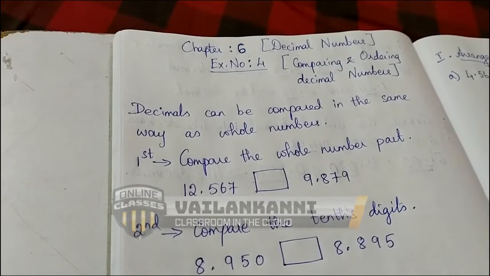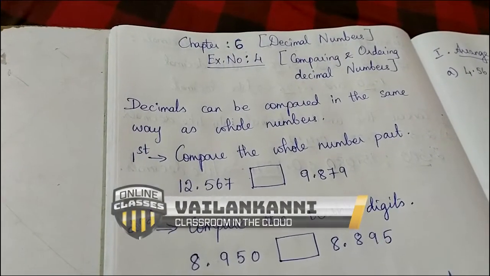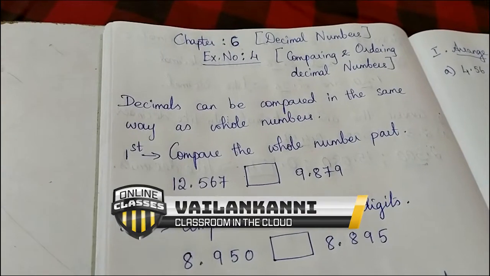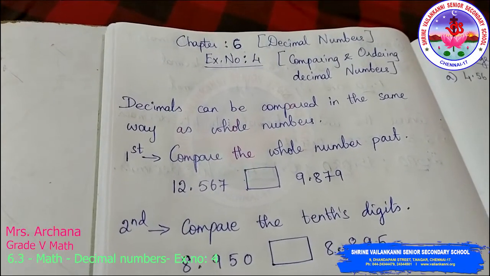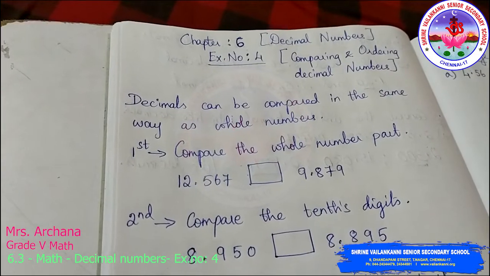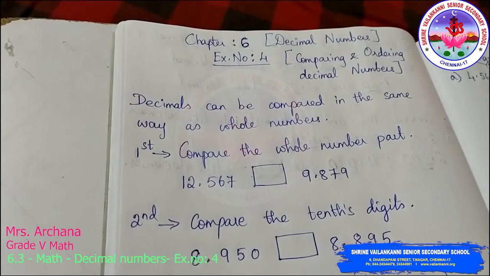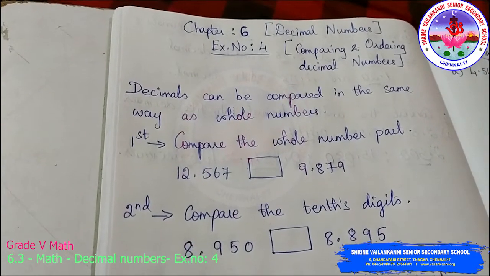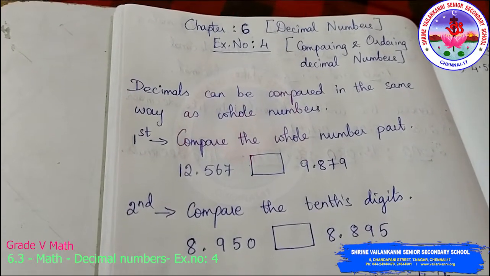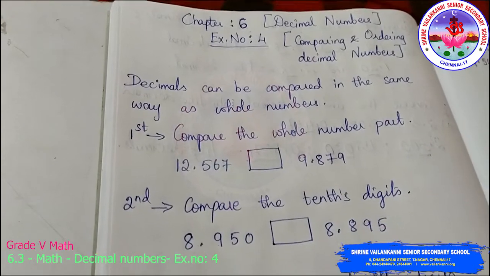Hi children, in this video, chapter 6 exercise 4, we are going to learn about comparing and ordering decimal numbers. That is, how to compare decimal numbers and how to arrange them in ascending order and descending order. First, we will see how to compare two decimal numbers.